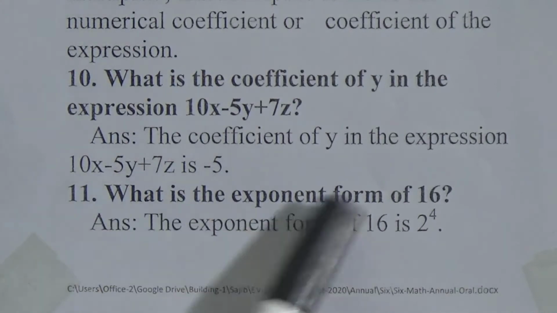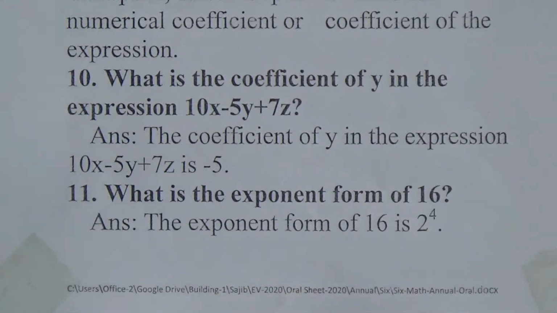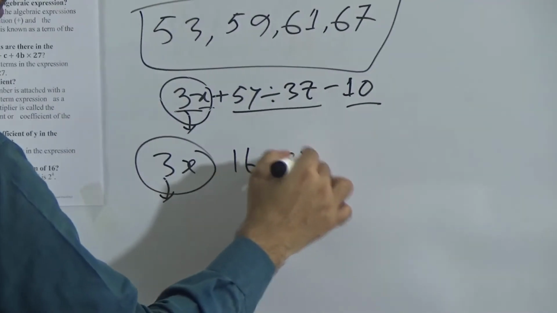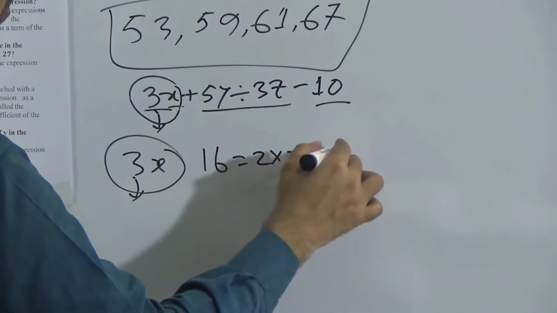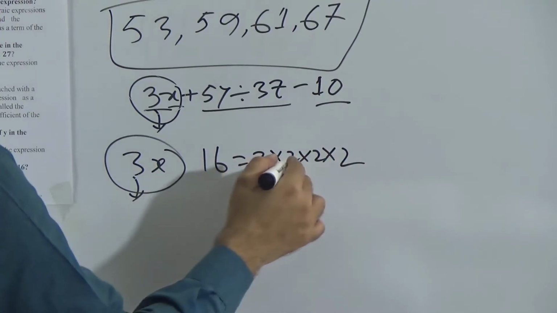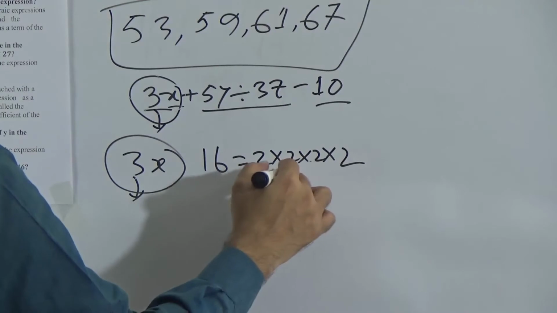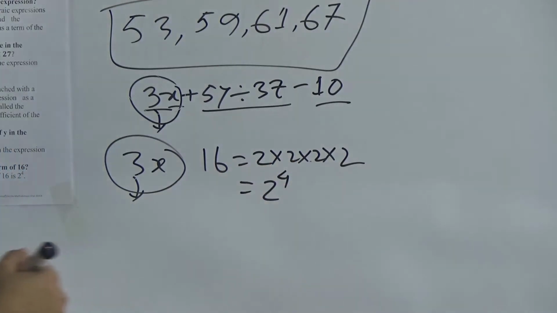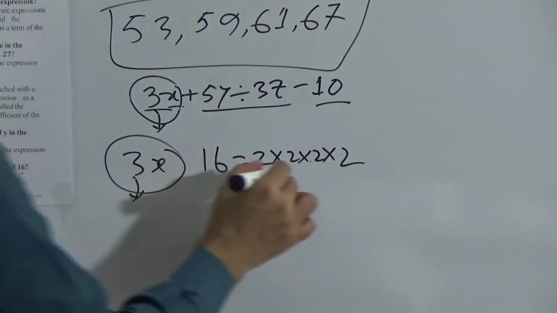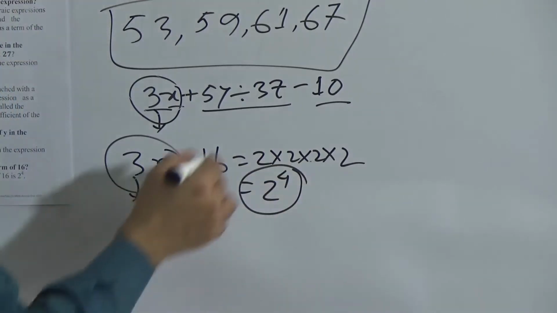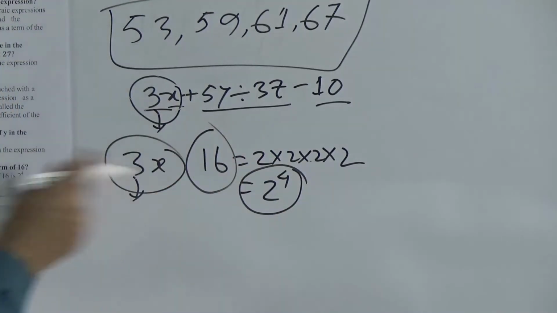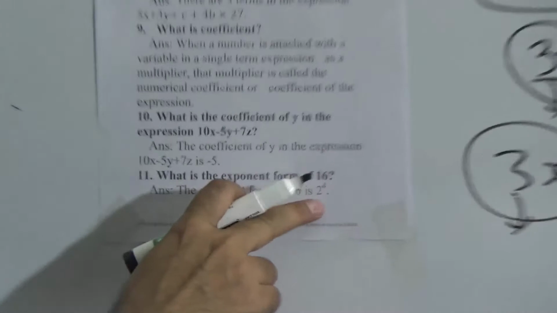What is the exponent form of 16? Dear students, we can write 16 as 2 into 2 into 2 into 2. 2 2s are 4, 4 2s are 8, 8 2s are 16. So we can write this in short as 2 to the power 4. So this is the exponent form of 16. So we can say the answer of question 11 is 2 to the power 4.